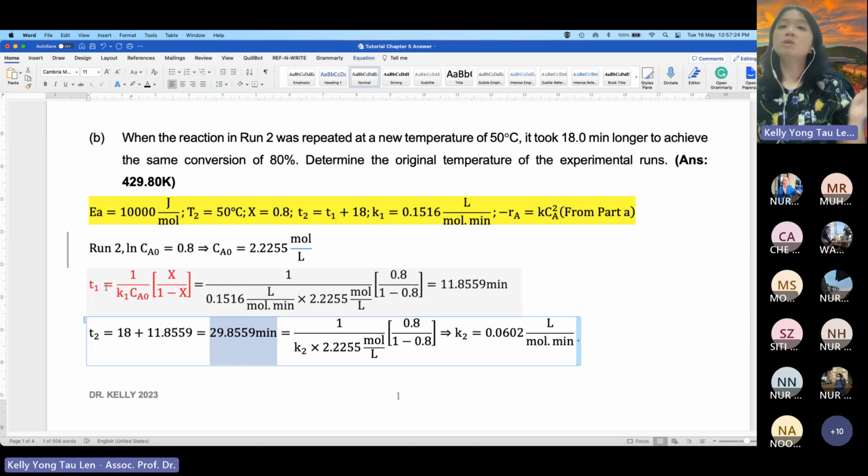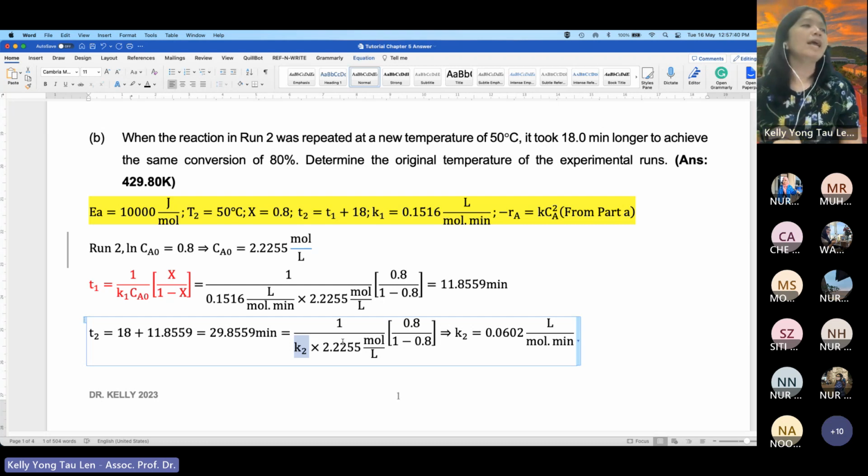Okay, equationnya masih sama, equation merah ni sama dengan 1 per k. So sekarang adalah k pada suhu baru. Times CA0 masih sama. As I told you, new reaction, new temperature, old temperature, the CA0 was the same from the run 2. And in bracket, 0.8 divided by 1 minus 0.8, you will get the new k at the new temperature as 0.0602.